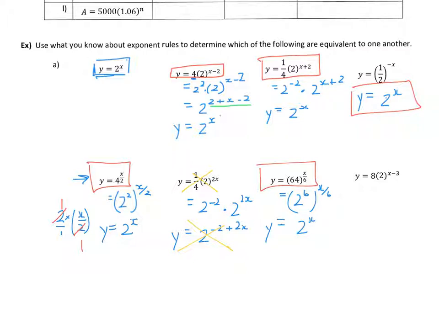All right, next one, 8. 8 is the same thing as 2 to the exponent of 3. And then that's multiplying 2 to the exponent of x take away 3. Add those exponents together, and look at that. We've got a 2 to the exponent of x. So, 7 out of 8. That's pretty good. All right, try the next one.